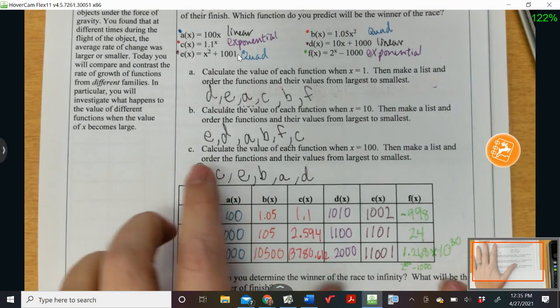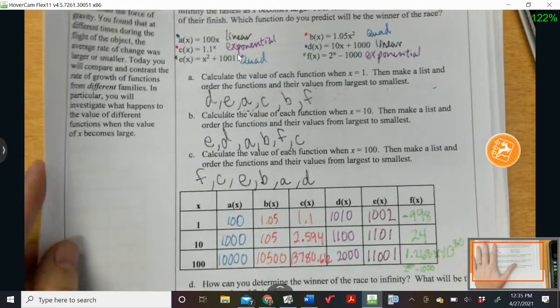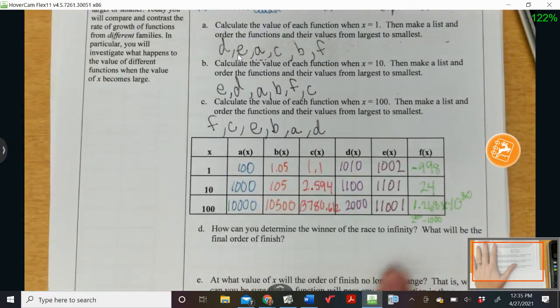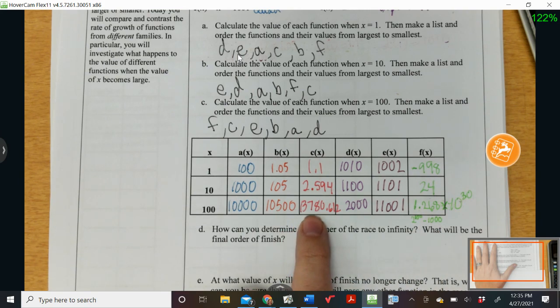And when we go out far enough, the exponents are going to win. So let's see, how can you determine the winner of the race to infinity? F is so far ahead, no one will ever catch up again. C has the greatest chance of getting there pretty quickly. 1.1 is fairly small compared to 2, but it's going to get there.